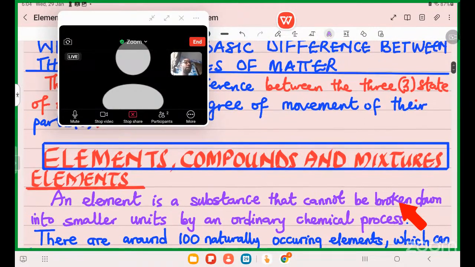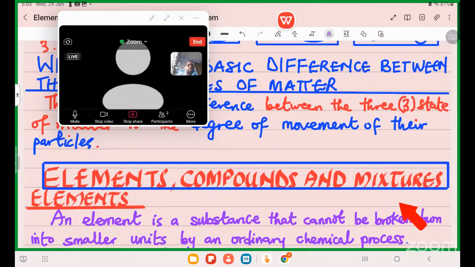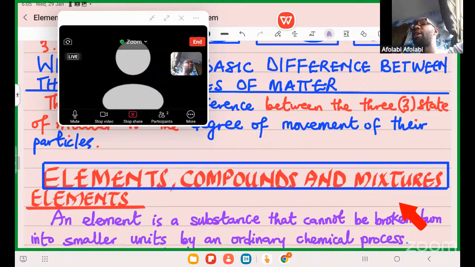So Adedayo, if you are asked what an element is, what would you say? It is a substance that won't be broken into smaller parts by ordinary, you know, processes that are ordinary in science.